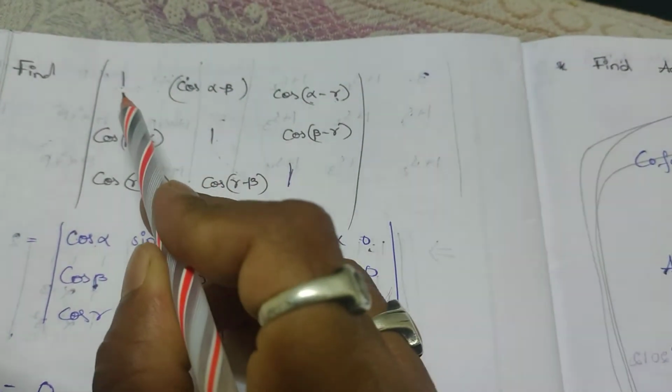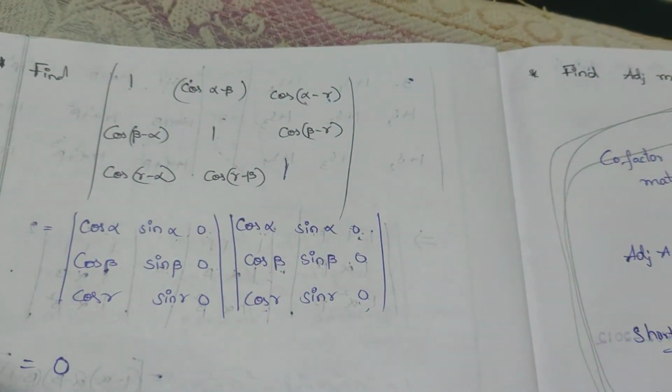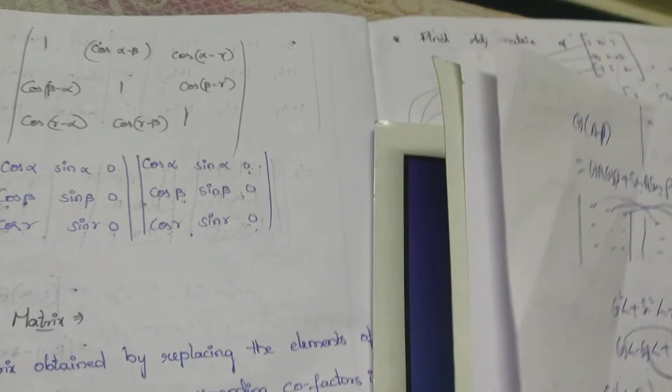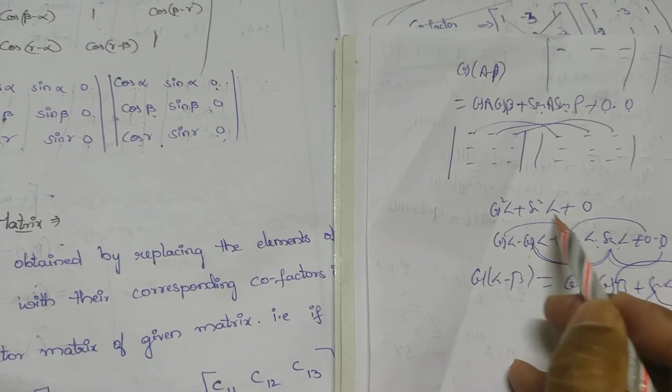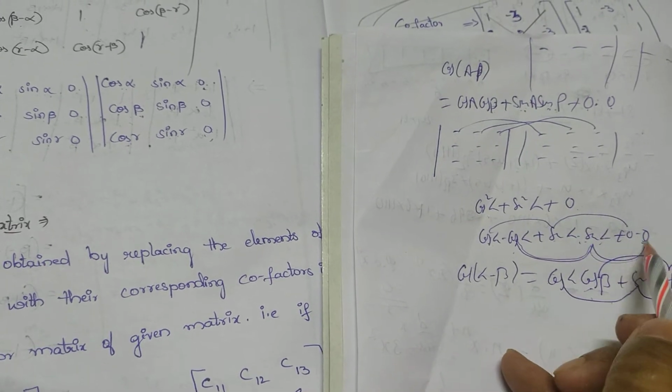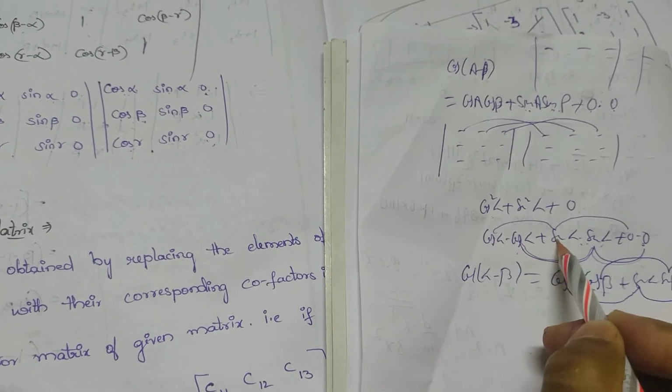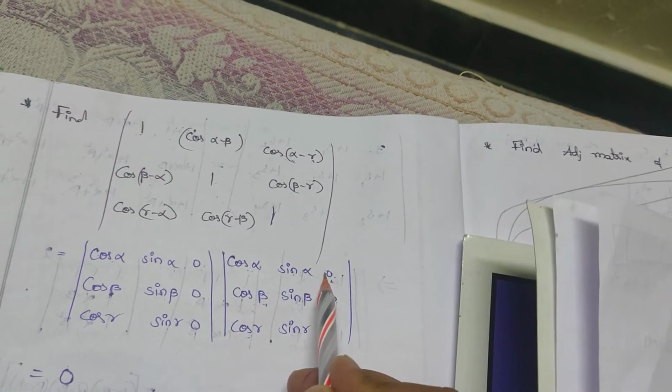So this one we can write as sine square alpha plus cos square alpha plus 0, or cos square alpha plus sine square alpha plus 0. See here, cos alpha into cos alpha, sine alpha into sine alpha, plus 0 into 0. So this cos alpha sin alpha 0 you write as the first row, and cos alpha sin alpha 0 you write as the first row in the second determinant.